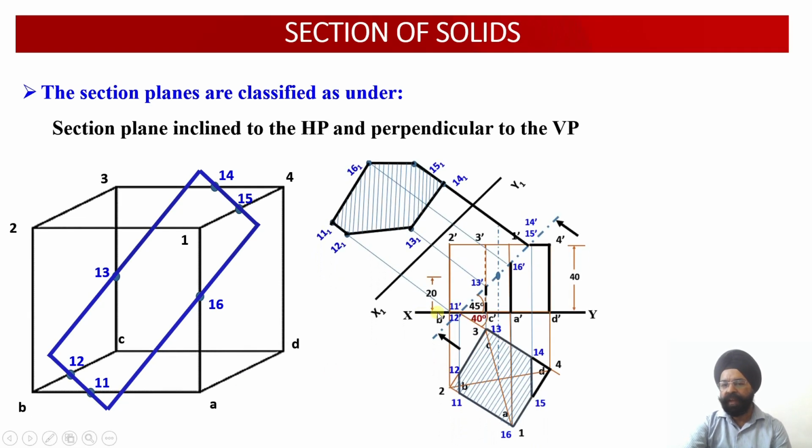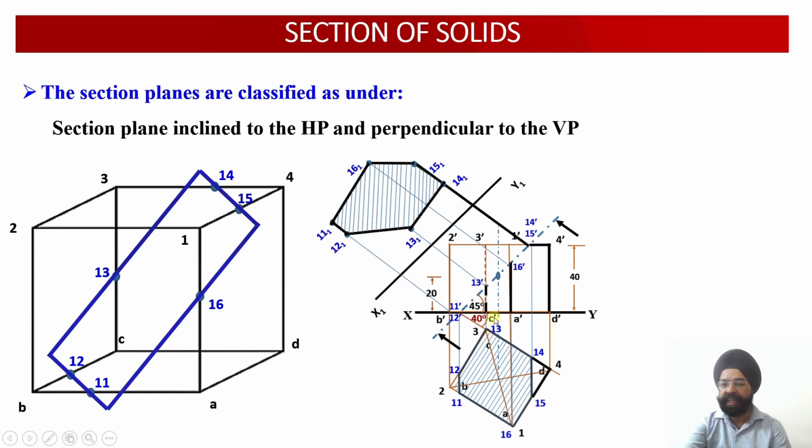Here you see we have the XY line, and we have drawn the top view of this inclined cube, which is resting on its base on the ground. The bottom points have been labeled as ABCD, and the top points as 1, 2, 3, 4. This cube is inclined at an angle of 40 degrees with respect to the vertical plane. We can say that one of the edges or faces of the cube is inclined at an angle of 40 degrees with respect to the vertical plane.